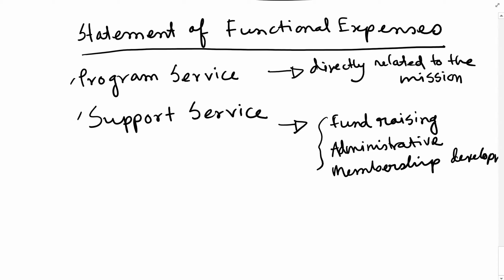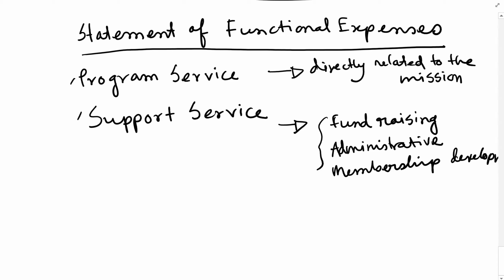One is called the program service expenses. Those are directly related to the organization's main mission. And the second category is the support service expenses. So basically those type of expenses are not related to the mission, but they actually support the organization. For example, any type of expense that occurred because of fundraising activities, or any type of general administrative expenses, or any amount of expense that is incurred for membership development.